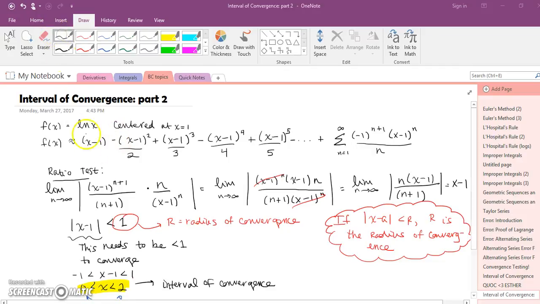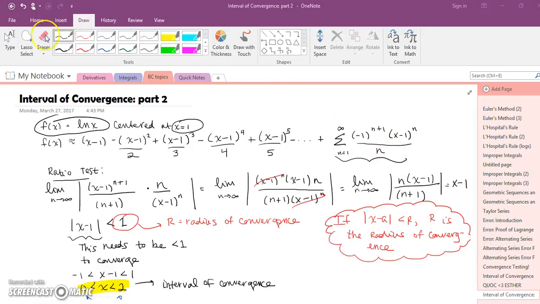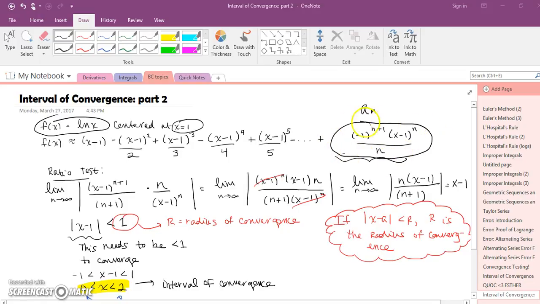So what we did is we took a function, natural log of x. We built the Taylor series from scratch. It's centered at 1, so it's Taylor, not Maclaurin. We wrote the general term. Actually, I need to get rid of this. This is the general term here. So this is our a sub n. And we need to know if this right here converges.